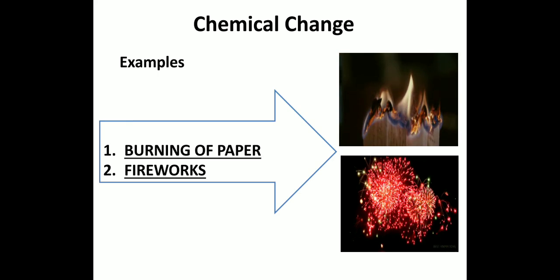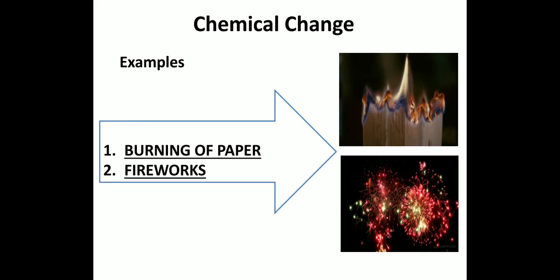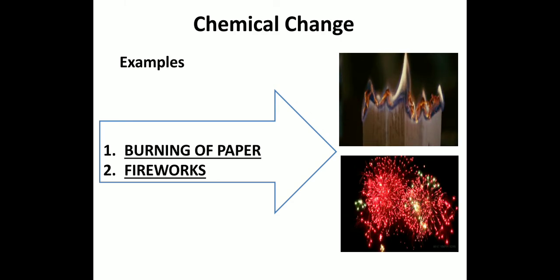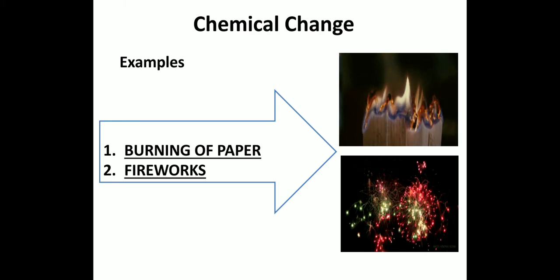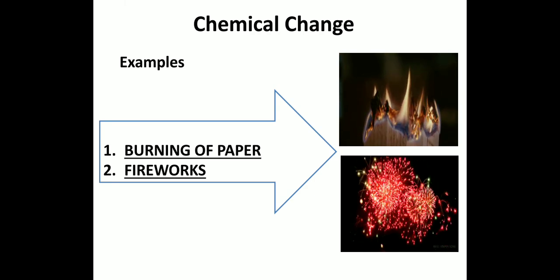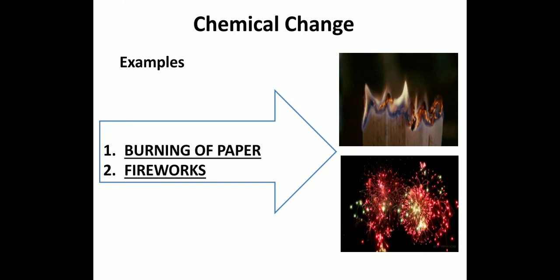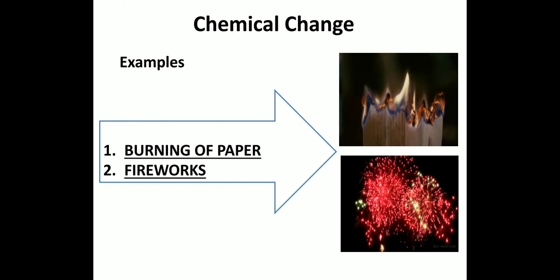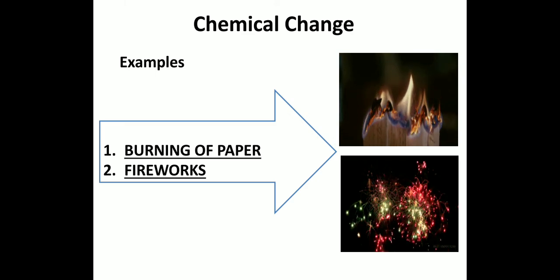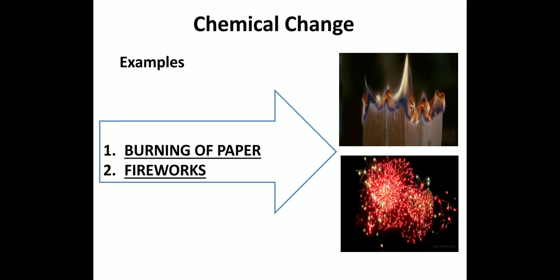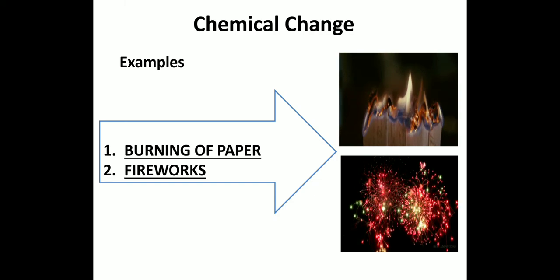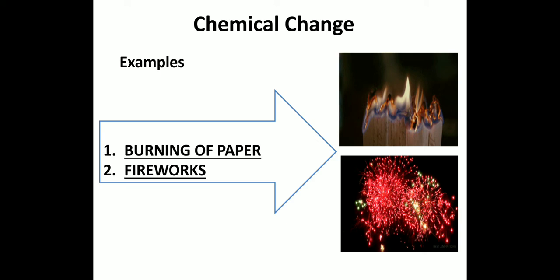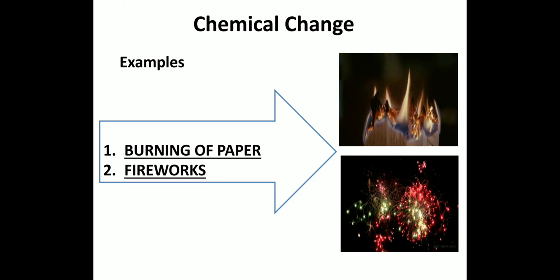Burning of paper and firework. These are examples of chemical change. New substances are formed, that are carbon dioxide, water vapors, and light when burning of paper and fireworks takes place. So again, new substances are formed in these chemical reactions. So, in a chemical change, new substances are formed and the state of matter changes from one form to another form.